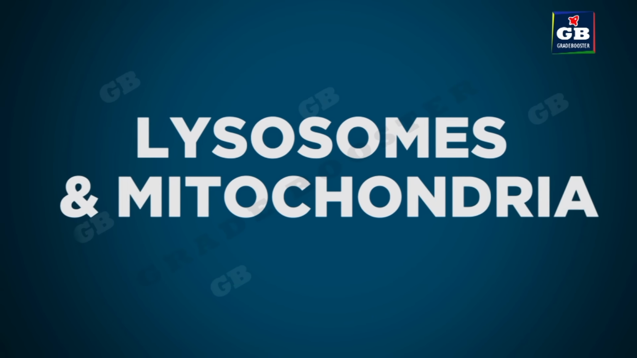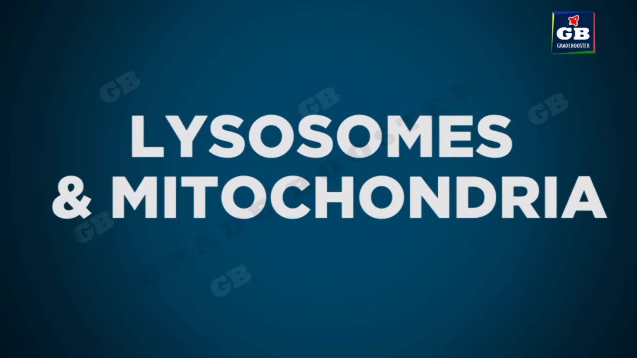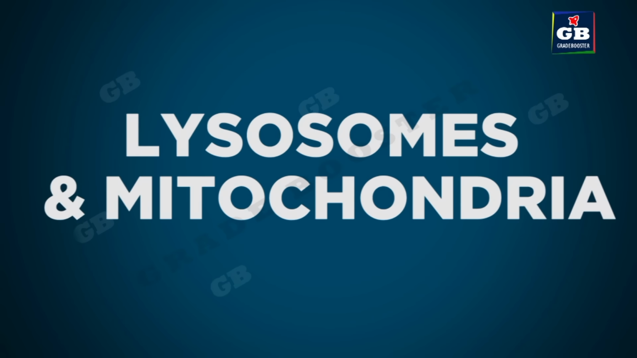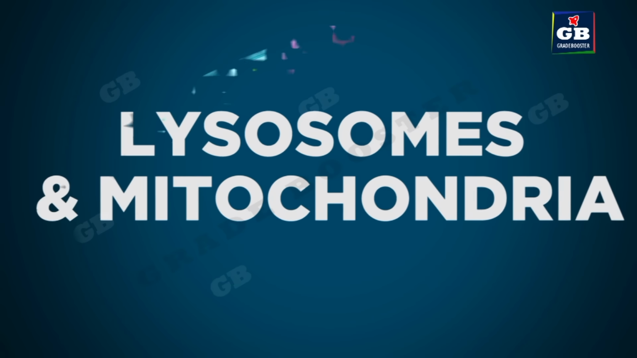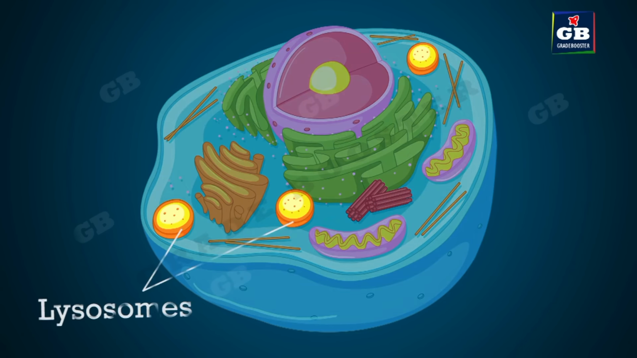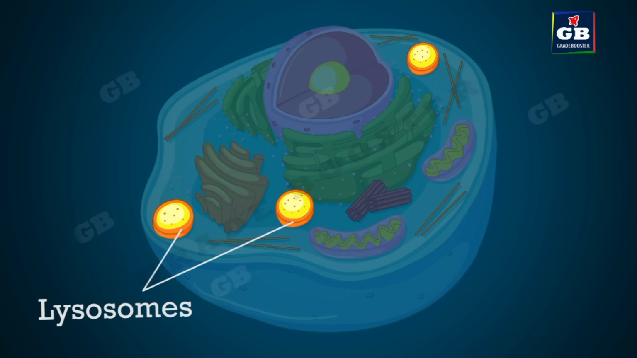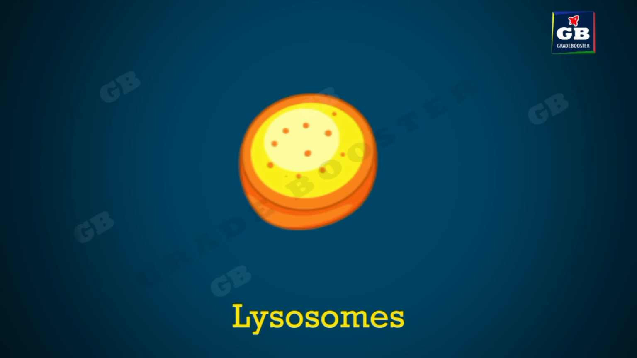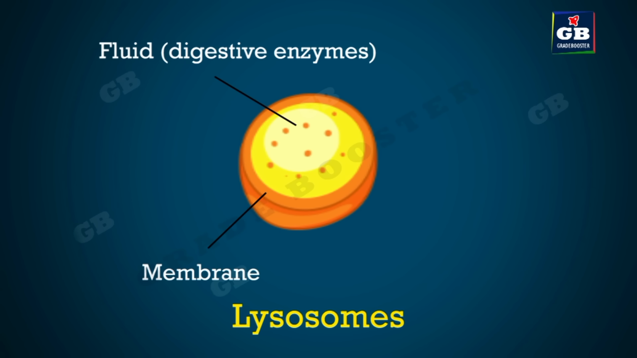Lysosomes and mitochondria. In this video, we will learn about lysosomes and mitochondria. First, let us look at lysosomes in the cell. These are lysosomes. Let us see the structure and functions of lysosomes. Lysosomes are sac-like organelles. Lysosomes are covered by a membrane outside and filled by a fluid inside. This fluid contains digestive enzymes.